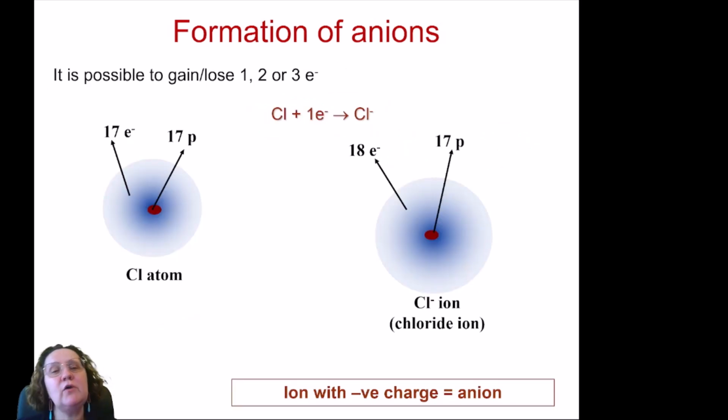Let's look now a little bit at the formation of the anions. It's possible to gain 1, 2, or 3 electrons. After that, the energy required doesn't work very well. And it's possible to lose 1, 2, or 3 electrons. Whether an atom will gain or lose electrons depends on the electronic configuration and what's going to give you a more stable formation. And again, I'm happy to discuss this if you want to, but it's beyond the scope of this module.